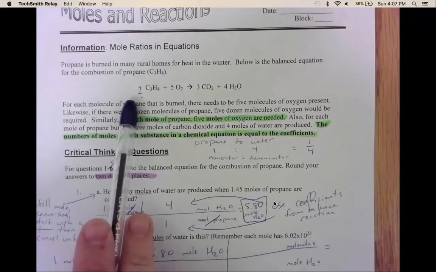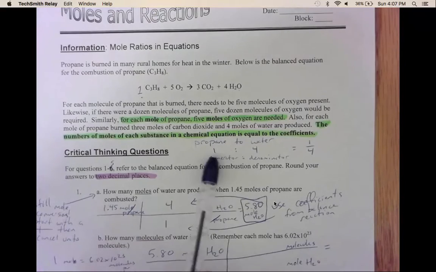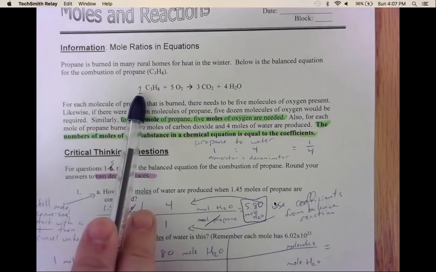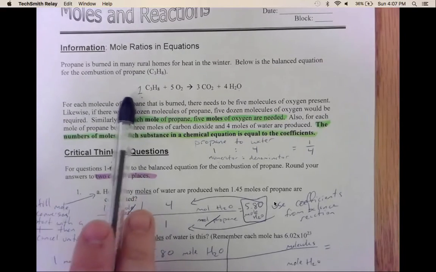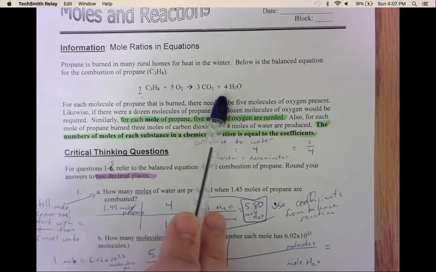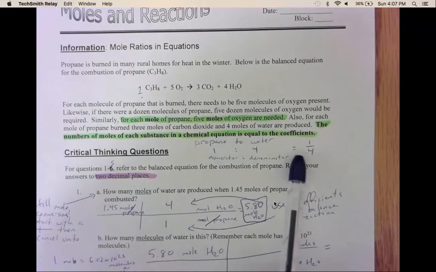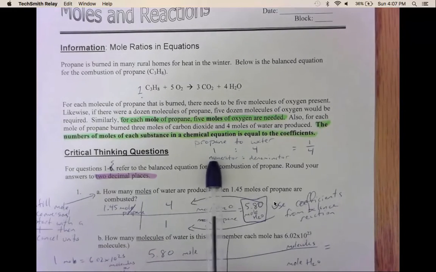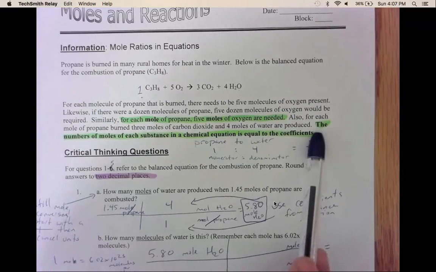So we can look at the coefficients if we wanted to compare moles. So it would tell us 1 mole of propane. Remember, whenever there's no coefficient, we assume it's 1. If you want to write it, you're more than welcome to. So it tells us 1 mole of propane to 4 moles of water. Remember, if you were to write this as a fraction, the numerator is on the left and the denominator is on the right, so it would be 1 divided by 4.